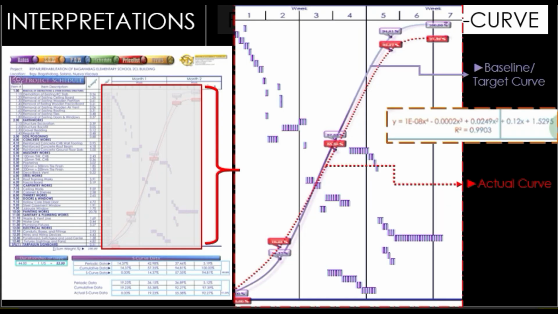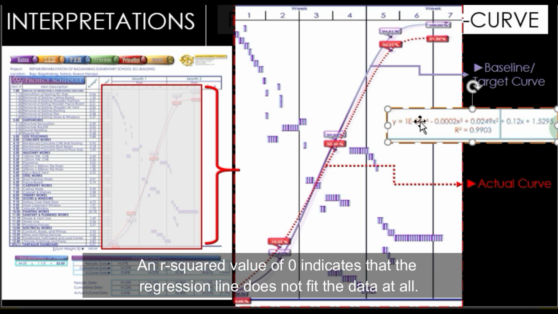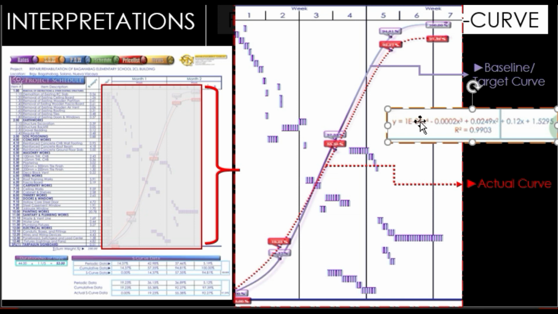For most project schedules, one way of checking the consistency of your S-curve is determining the value of R square, which must be less than or equal to 1. The closer the R square value is to 1, the better the fit. An R square value of 0 indicates that the regression line does not fit the data at all, while an R square value of 1 indicates a perfect fit.